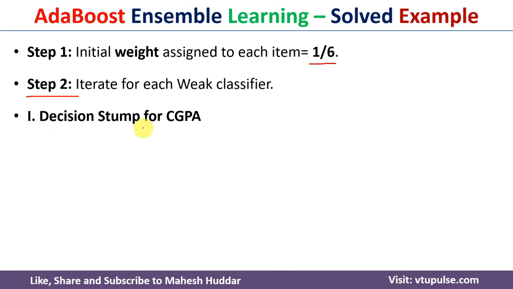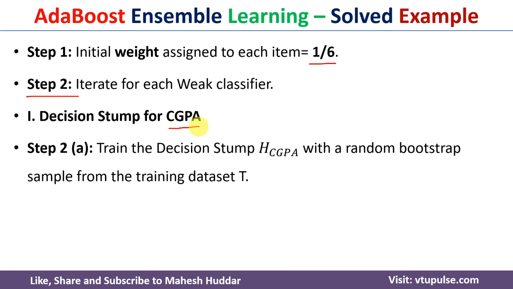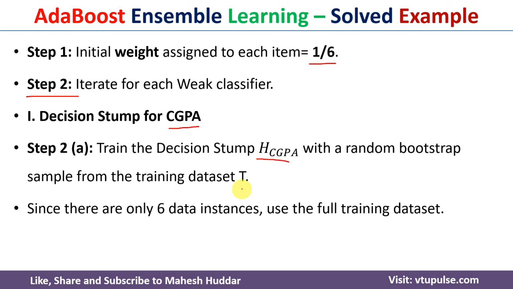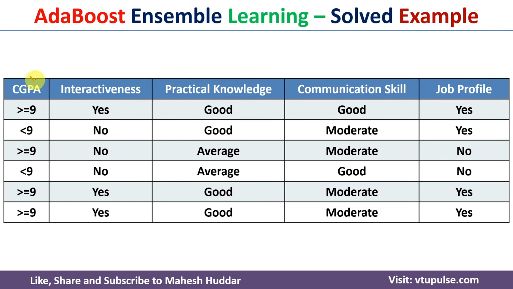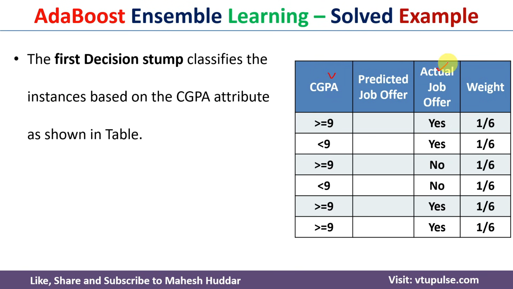First we will consider the first decision stump, that is the attribute CGPA. We need to train the decision stump H_CGPA for the random data sample, which we take from the training dataset T. Since we have only six data instances in the training dataset, we will consider all examples for this decision stump. So in the first iteration we consider CGPA and the job profile. I have also written the weight here: the weight for each training instance is 1 by 6, that is equal weight for all training instances.